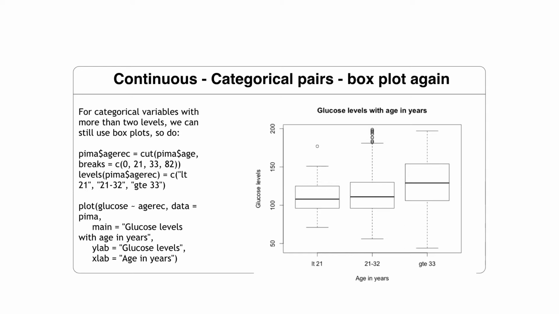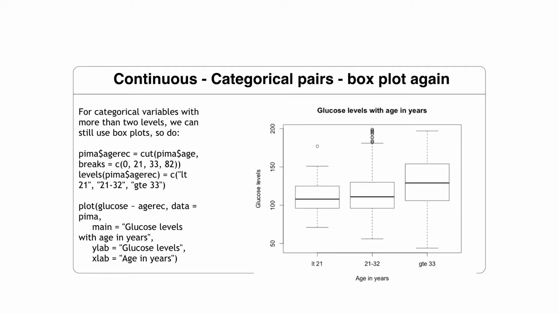The title is given with the option main, and then we write glucose levels with age in years. We specify the Y label, which is glucose levels, and the X-axis label, which is age in years. Note that it does not matter in what order you put the main title, the Y lab, or the X lab. They can go in any order. The only thing that matters as far as order is concerned is that you put the continuous variable first, then the categorical variable, in order to get the box plots.